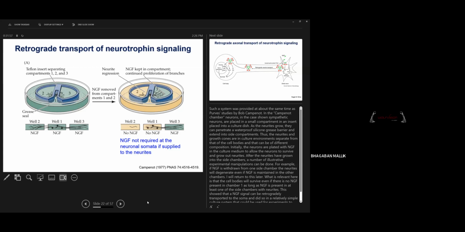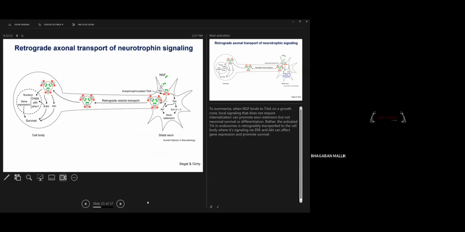So here they have this three-chambered culture containing the neuronal culture. In each chamber you have NGF, like in chamber 1 you have NGF, and the neurotrophins in chambers 2 and 3. So in all these situations you have growth of the neurons. But when you remove the NGF from chambers 1 and 2, you can see that you do not see such growth of the neurons.